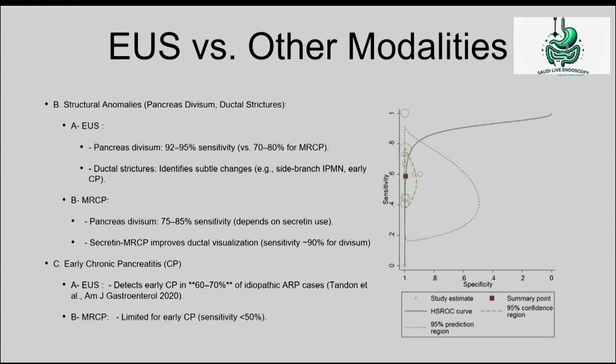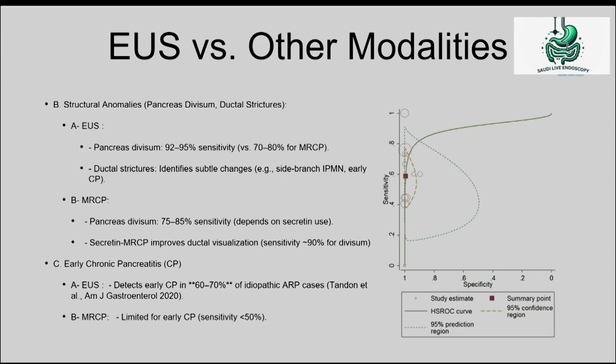What about structural anomalies like pancreatic divisum or ductal structure? EUS sensitivity to detect pancreatic divisum is reaching up to 95%, and MRCP is reaching up to 85%. The reason behind that is that MRCP cannot detect a duct below 1 or 2 millimeters. So what about secretin MRCP? It's a very sensitive, very good modality, but it's rarely done in the radiology department.